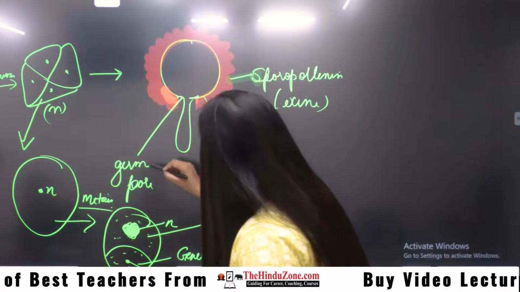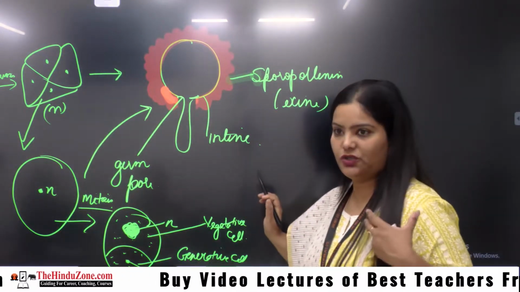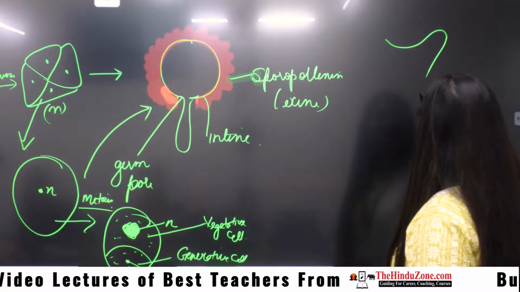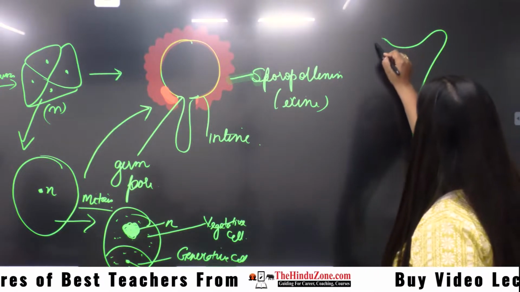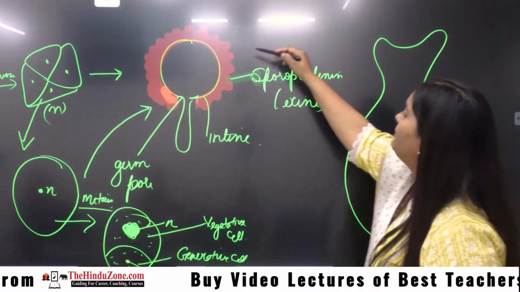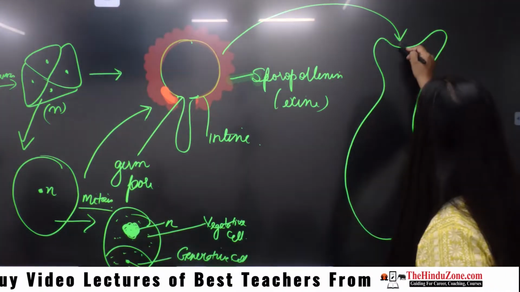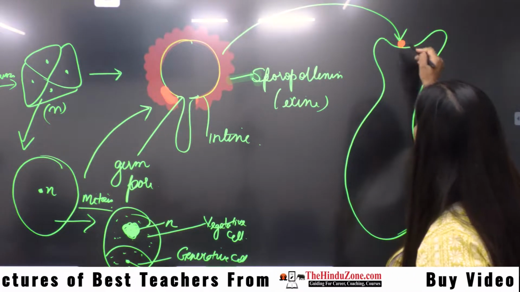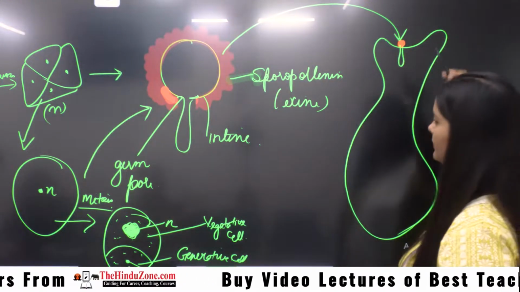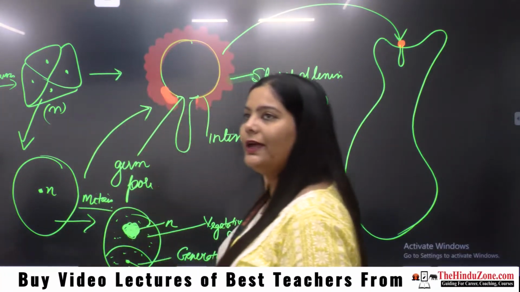And now after this, the next stage is seen post pollination. That means when the anther is lying on the female part, when the pollen grain is lying on this female part. So suppose a pollen has landed here, and now this pollen is trying to take out a pollen tube, okay? So what will happen in this?